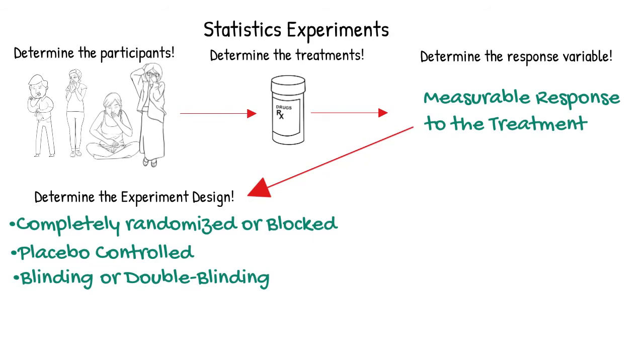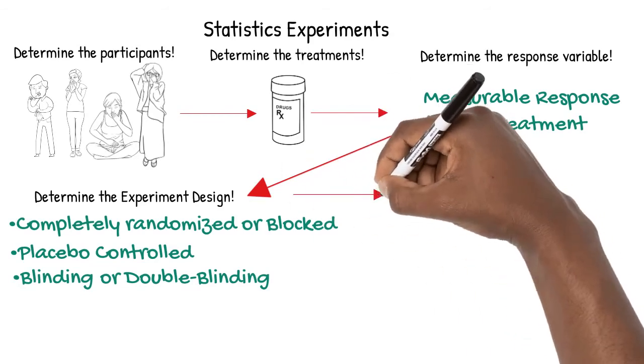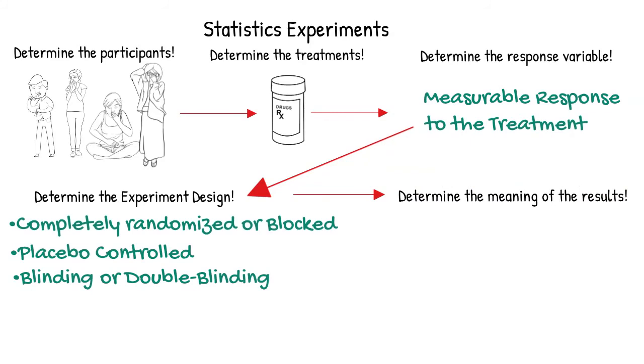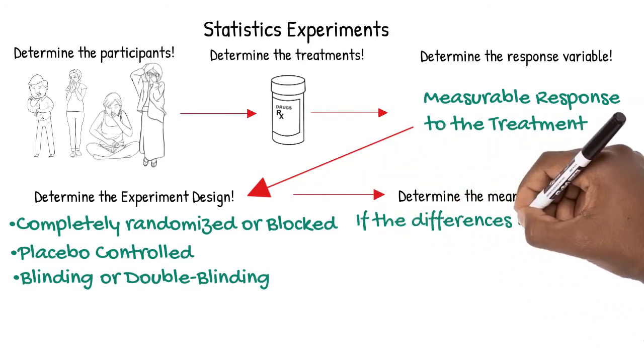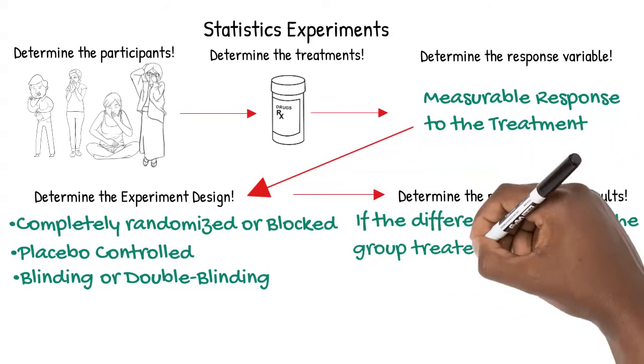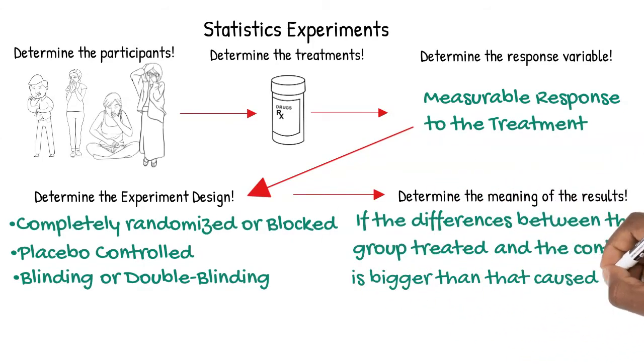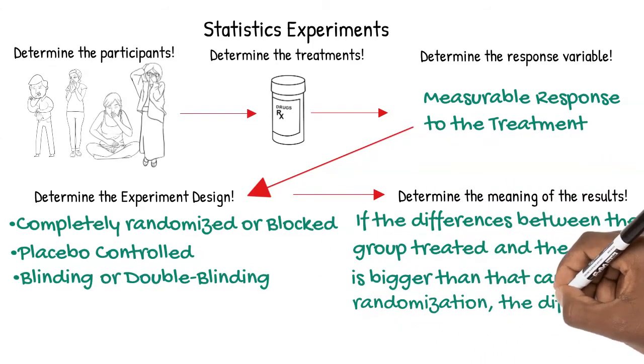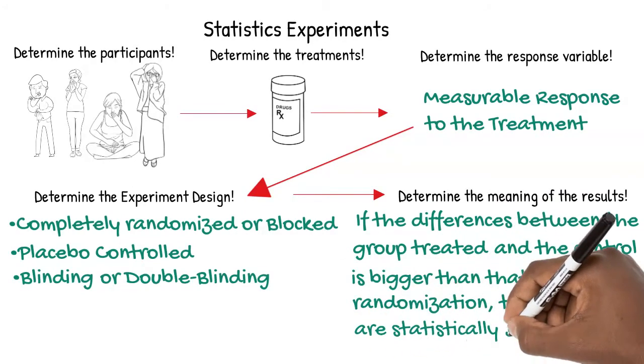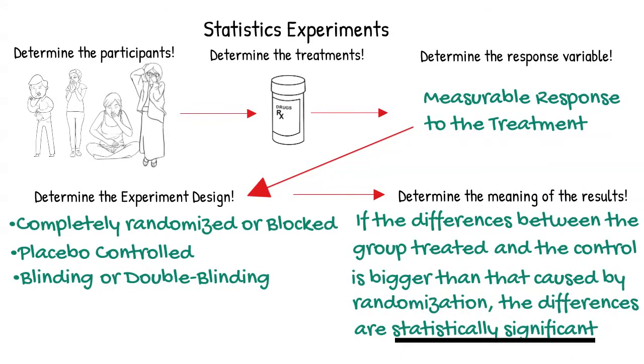Once the experiment has been designed and executed, we can determine the meaning of the results. If the differences between the groups treated by the medication and the placebo control group is bigger than that caused by randomization, the differences are said to be statistically significant.